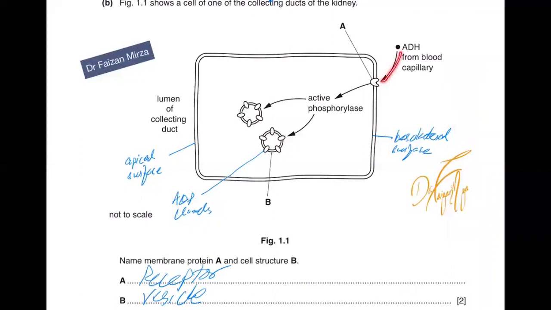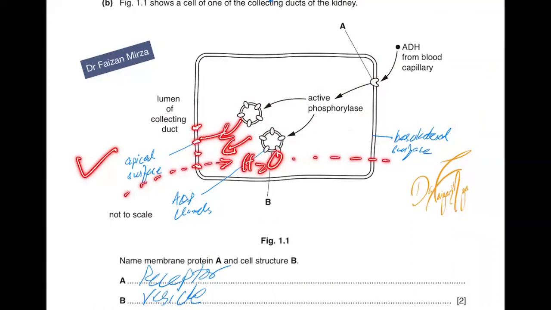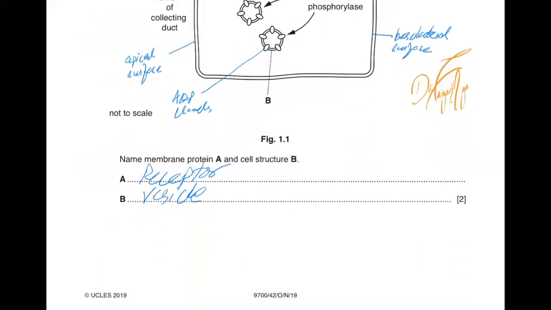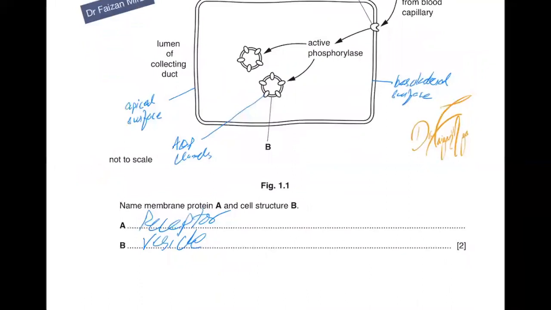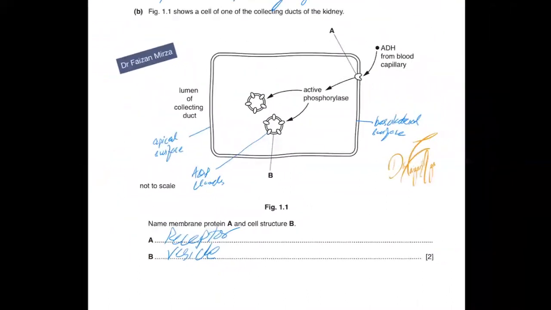So ADH comes from the capillary, binds to the receptor, and activates the enzyme phosphorylase. The phosphorylase enzyme allows these vesicles, which already have stored proteins, to act. We know that these proteins are aquaporin channels stored on the vesicle. This is vesicle B, and these vesicles are already there. They start to move towards the membrane and they fuse. When they fuse, they allow the aquaporin channels to get incorporated onto the apical surface. Then water starts to move into the cell, and this water then moves into the blood. So this is how water gets absorbed under the action of the ADH hormone across the collecting ducts. So the membrane protein A is the receptor and the cell structure B is the vesicle. I think this is very simple.